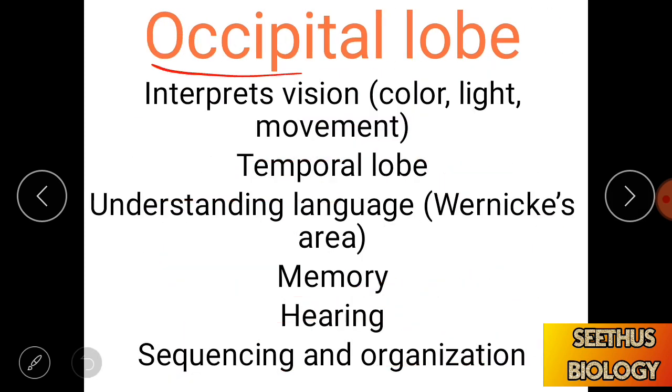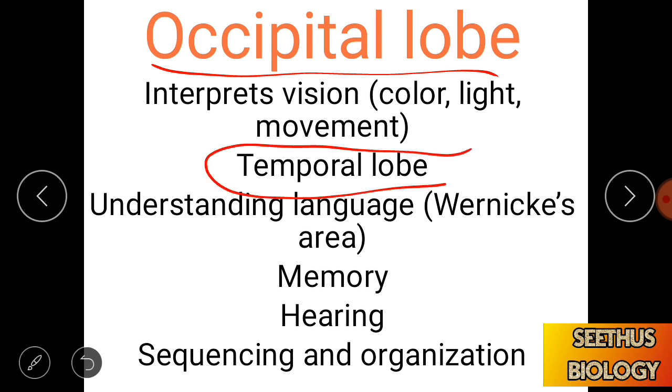The next one is the occipital lobe. It interprets vision, meaning which color we see and what intensity of light we see, and also movement, meaning how objects move, how we move, how the trees are moving. All of this is under the control of the occipital lobe.